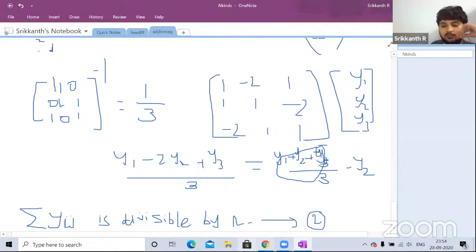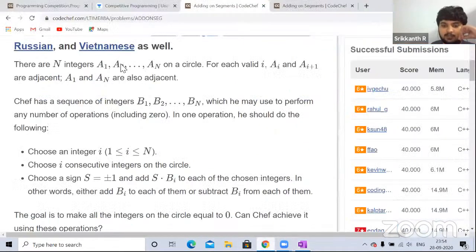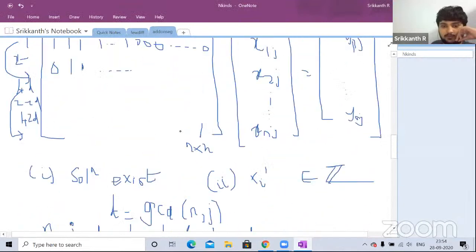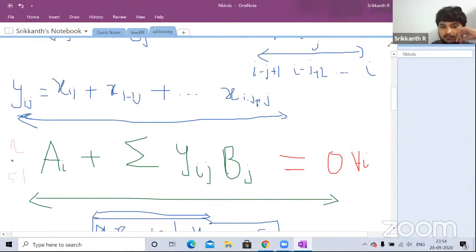So now we'll look at the first subtask. A lot of people got the first subtask right. For the first subtask, all the AIs are equal. Okay, so let's move to this equation. This term is constant, same in all the equations, but these constants may not be, right? So let's choose one particular equation and suppose that there were variables yij that satisfied this for one particular equation.